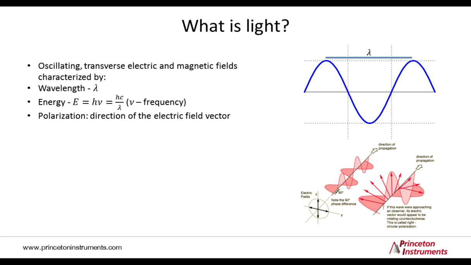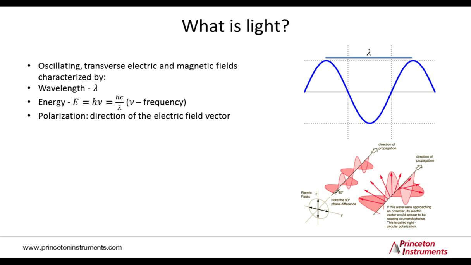Light also carries energy, and energy and wavelength are related by a simple inverse relationship. So energy is equal to Planck's constant, h, times the frequency, or that's Planck's constant times the speed of light, h times c divided by the wavelength lambda. Radiation of very short wavelengths will have very high energy. Radiation of very long wavelengths will have very low energy.